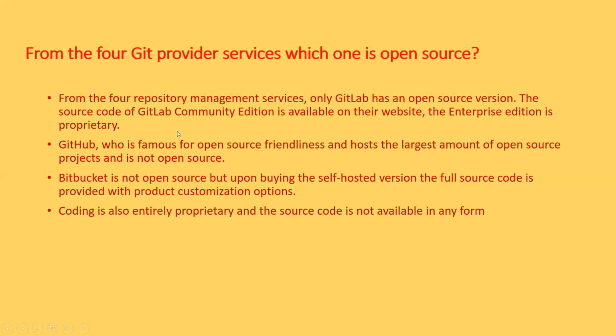GitHub is famous for open source friendliness and hosts the largest amount of open source projects, but it is not open source itself. BitBucket is also not open source, but upon buying the self-hosted version, the full source code is provided with product customization options. Coding is also entirely proprietary, and the source code is not available in any form. So among the four service providers, only GitLab is open source, and the rest of the three are proprietary, and you have to purchase them.